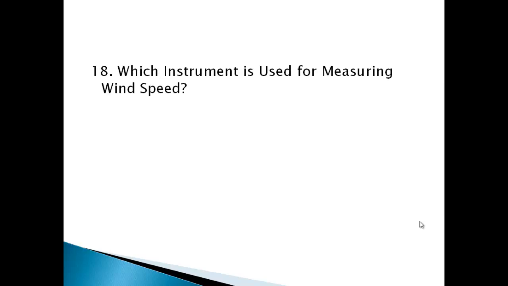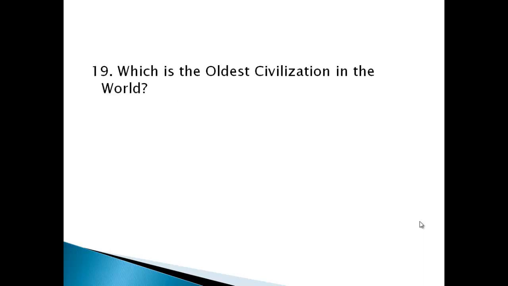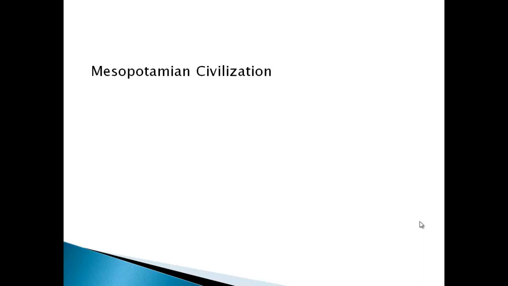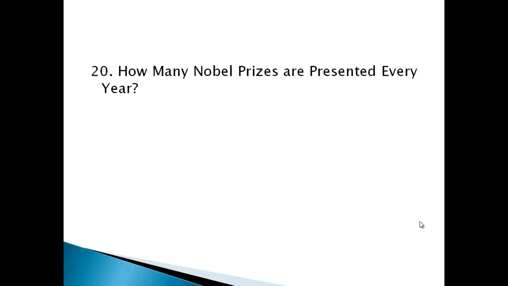Which instrument is used for measuring wind speed? Anemometer. Which is the oldest civilization in the world? Mesopotamian civilization. How many Nobel Prizes are presented every year?